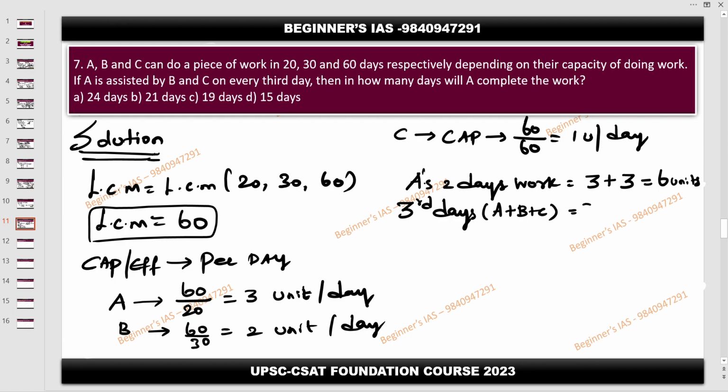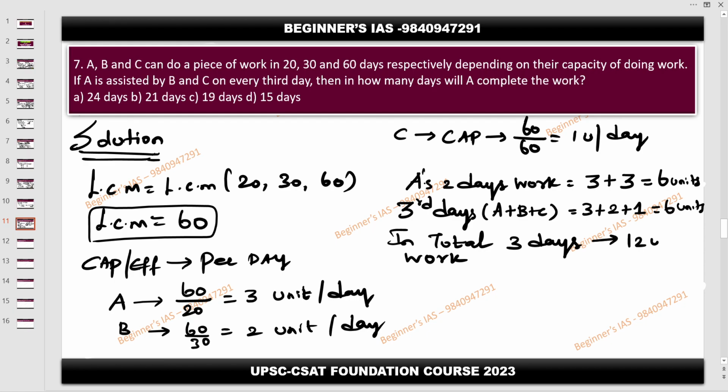A's capacity is 3, B's capacity is 2, and C's capacity is 1. So on the third day they complete 6 units. Now listen, I'm calculating the total. Total work in 3 days is equal to 12 units.